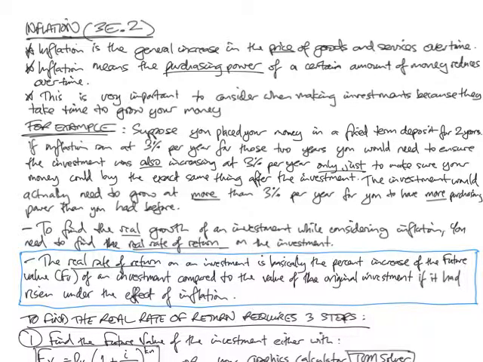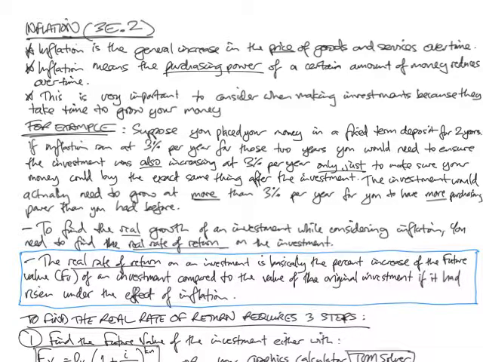This one is on inflation, so it should help you out with exercise 3E.2. So inflation is something you may have heard in the news or just generally. We're not going to go hugely into detail about it for this topic, but you just need to understand that inflation is the general increase in the price of goods and services over time. So everything is getting more expensive as it goes on.